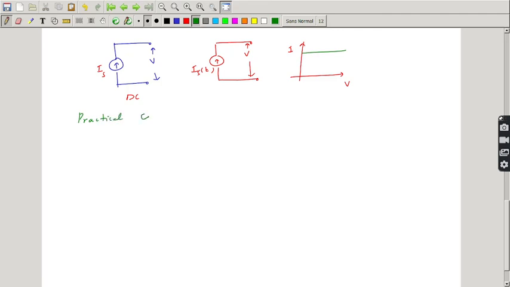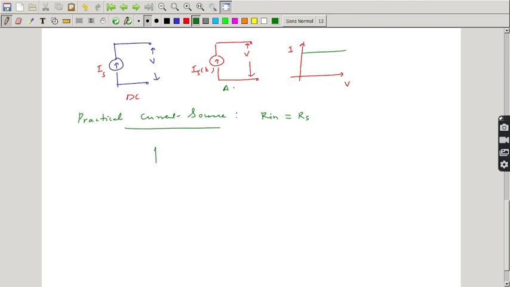Whereas in the practical current source, the internal resistance Rn is not equal to 0, but it is a minimum value. The practical current source delivers energy at a specified current, which depends on the voltage across the source. In this practical current source, Rn I indicate by Rs, and it is represented like this.